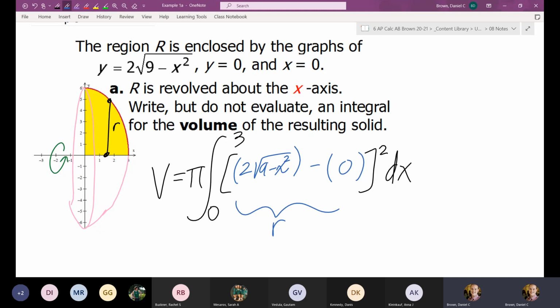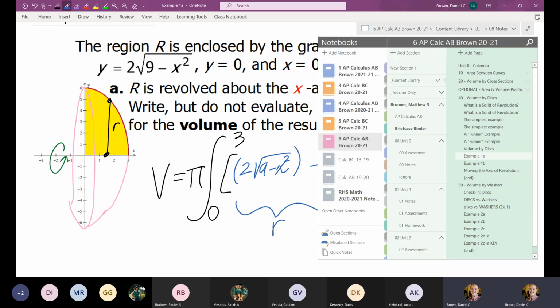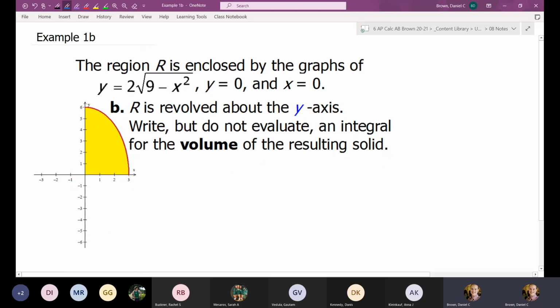Questions on that one? All right, try this one, same region, but this time I am revolving it around the y-axis, forming, I don't know what you want to call it, a little hope hat or something like that.